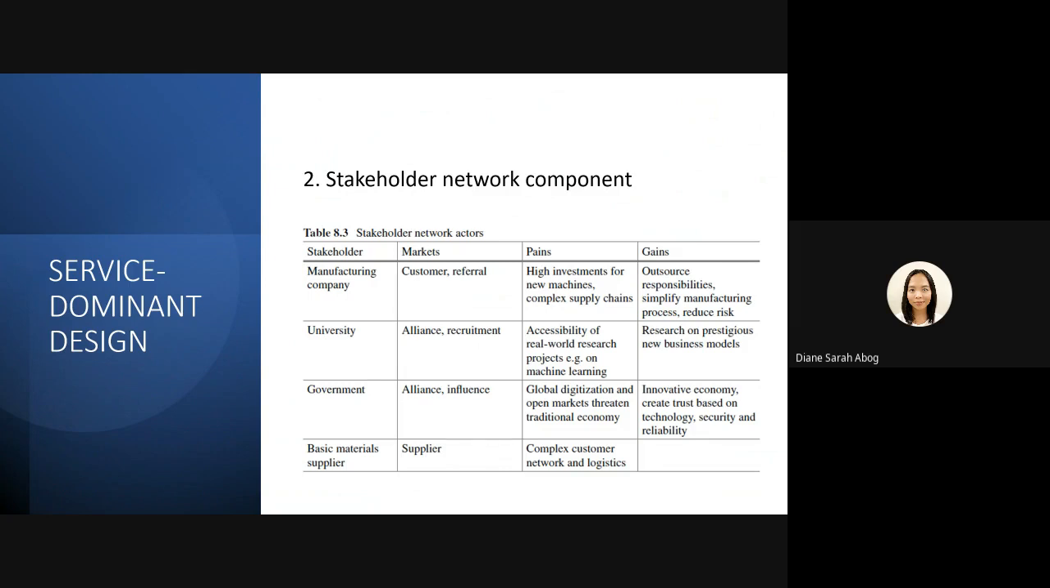So the next step is the stakeholder network component. This is the resulting set of the stakeholders to interact with. Each stakeholder, manufacturing company, university, government, basic materials supplier, is assigned to at most two markets of six market models. As you can see here, the manufacturing company is assigned to customers and referrals, the university to alliance and recruitments, and so on. Each of them has their own set of pains and gains that will potentially be addressed by value propositions. Customer and non-customer stakeholders are considered. All stakeholders would be identified, classified, and evaluated regarding their interrelationship. So the goal here is to get an in-depth understanding of the current ecosystem state.